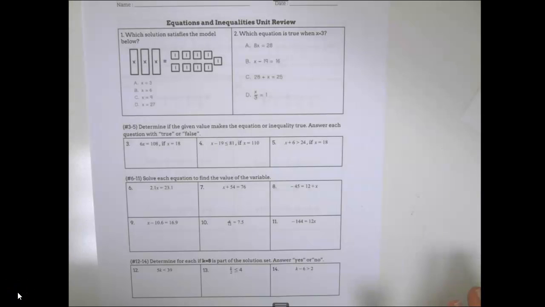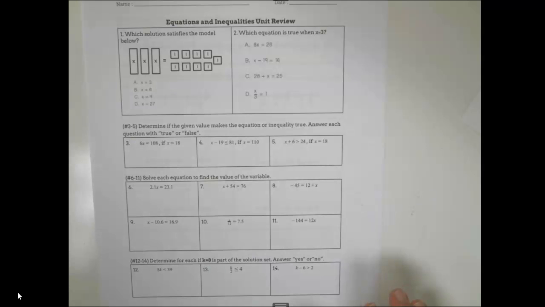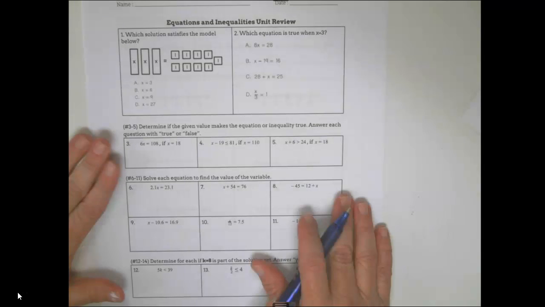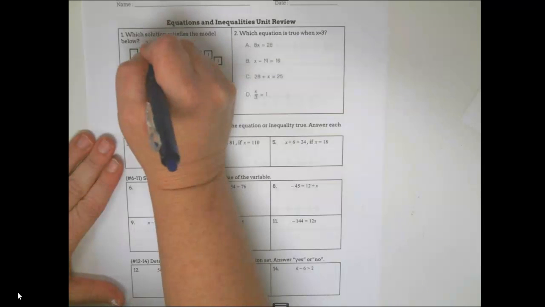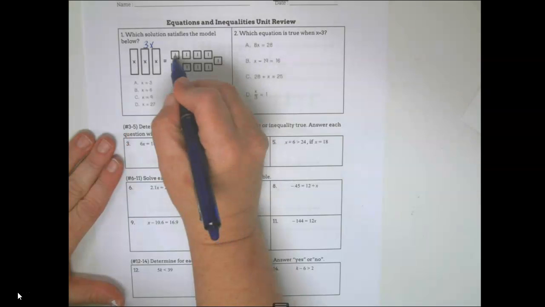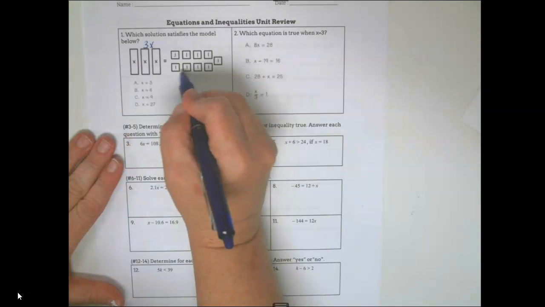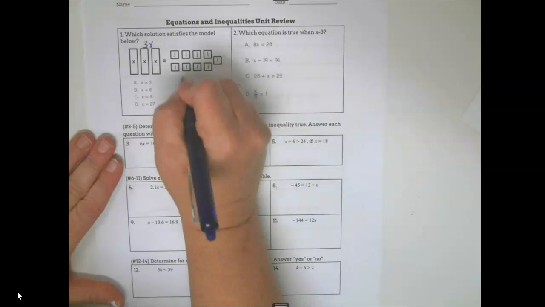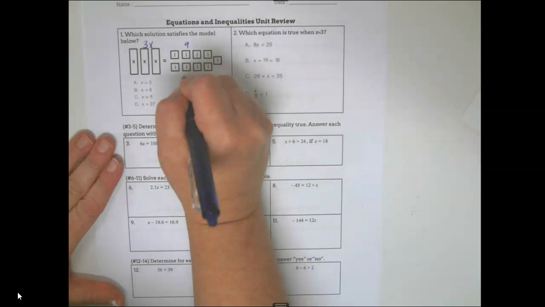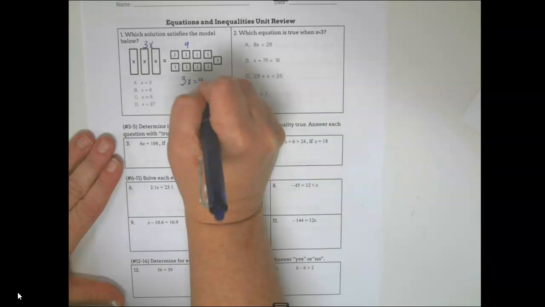This is a review for your test on equations and inequalities. Number 1, which solution satisfies the model below? Here's 3x, and then 1, 2, 3, 4, 5, 6, 7, 8, 9. So this is 3x equals 9.